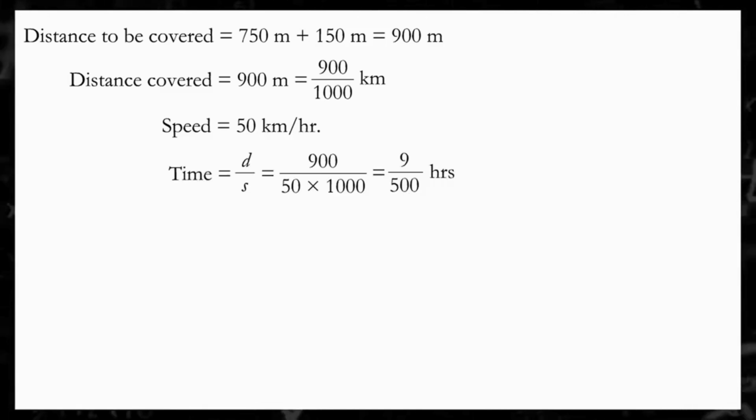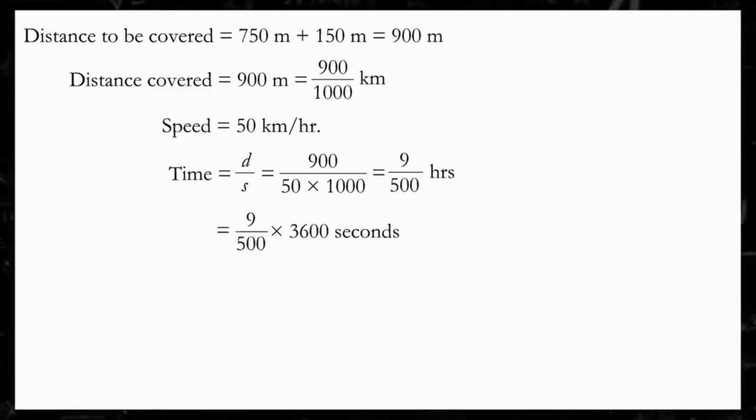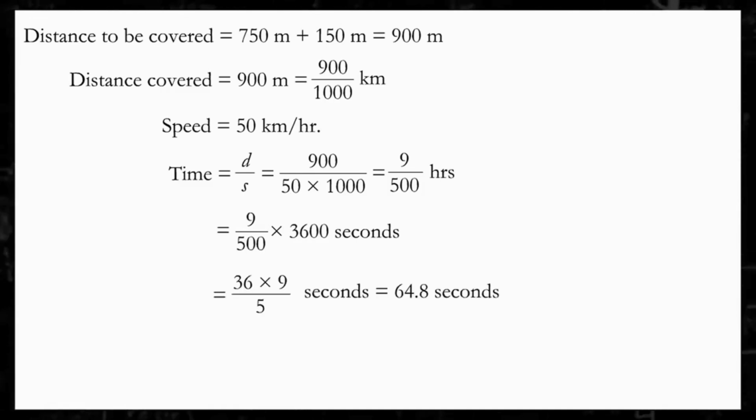Time is equal to d upon s, which is equal to 900/(50 into 1000), which is equal to 9/500 hours. This is equal to 9/500 into 3600 seconds, which is equal to 36 into 9/5 seconds, and that is equal to 64.8 seconds.